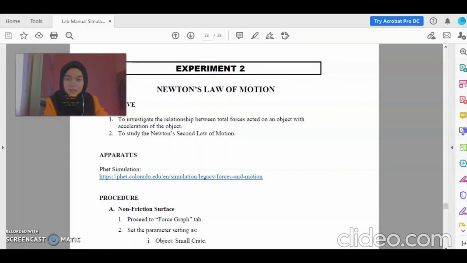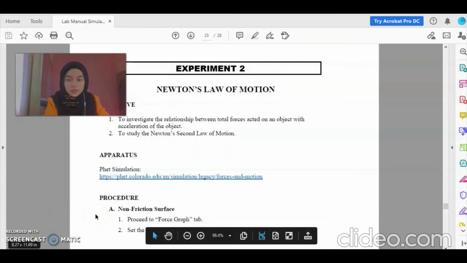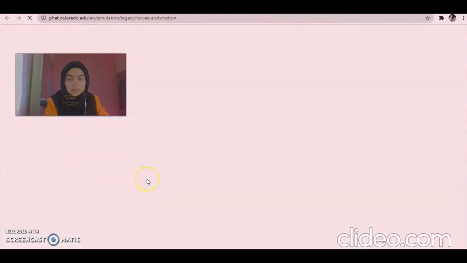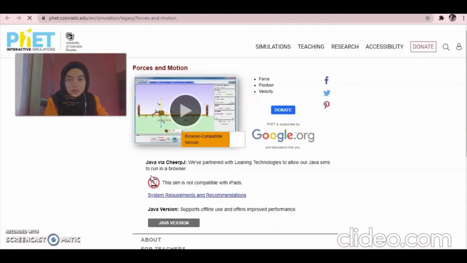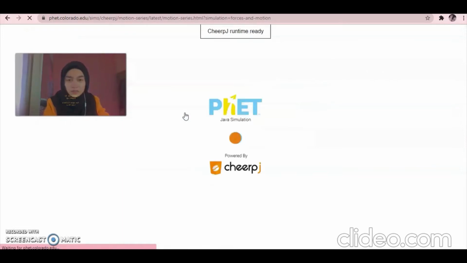Assalamualaikum, my name is Siti Nur Ashadha and I will present about the procedure of this experiment. For this experiment, the link given in the lab manual is used. This link will forward us into this simulation website, which is the PhET Interactive Simulation website. In this website, there will be a simulation shown, which is the Forces and Motion simulation. Press the play button to start the simulation and wait for it to load.